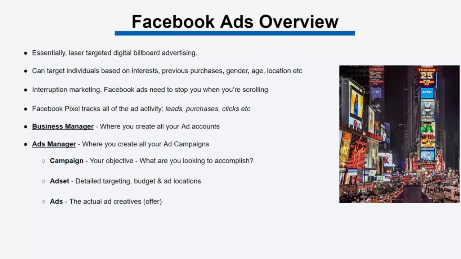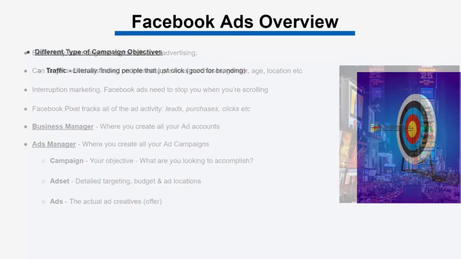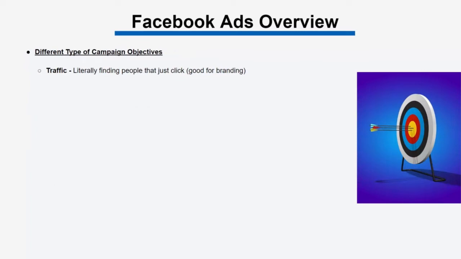And then the ads, this is where we're actually setting up the creatives, the actual copy, the messaging, right, of the actual ad, of what the actual individual is going to see. And so let's look at the different type of campaigns here. So the first one here, we have the traffic, where this is where we're just finding people that literally want to click. And this is great for branding if we're just looking to get people to become familiar with us. And so essentially, Facebook is going out and it's finding people that are most likely to click on our ad.